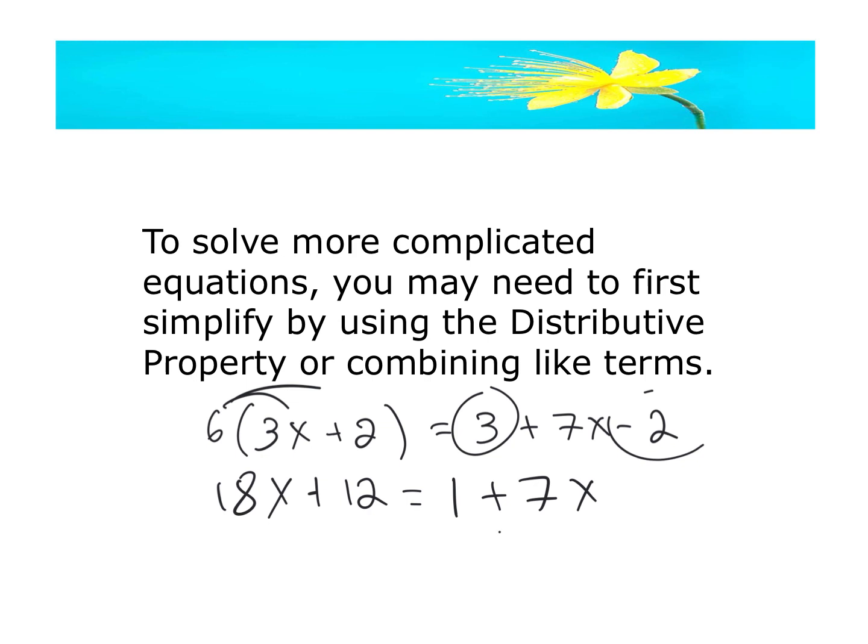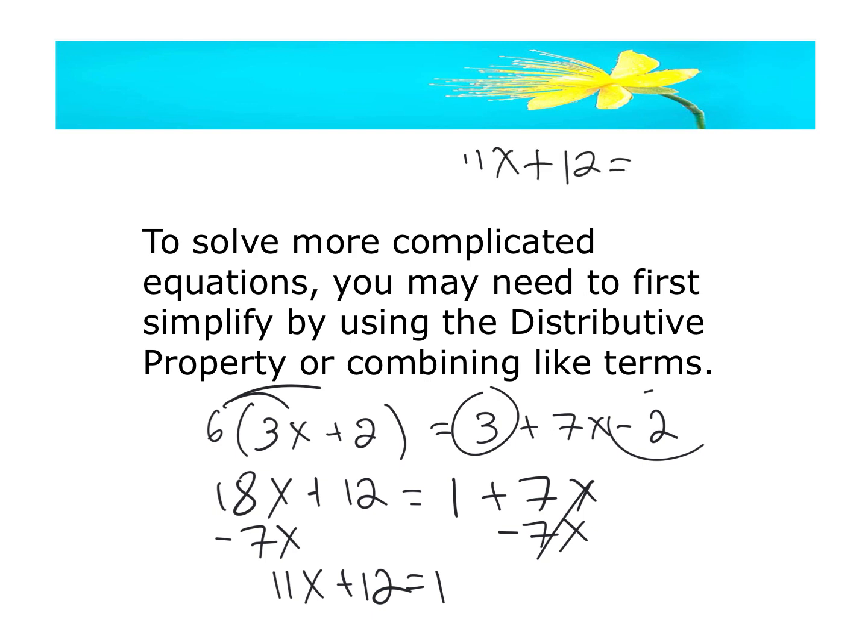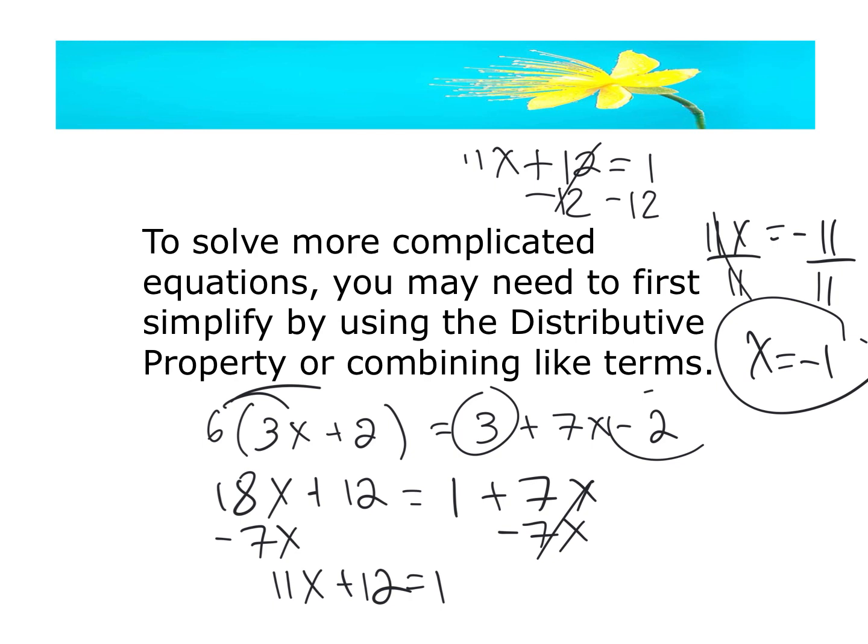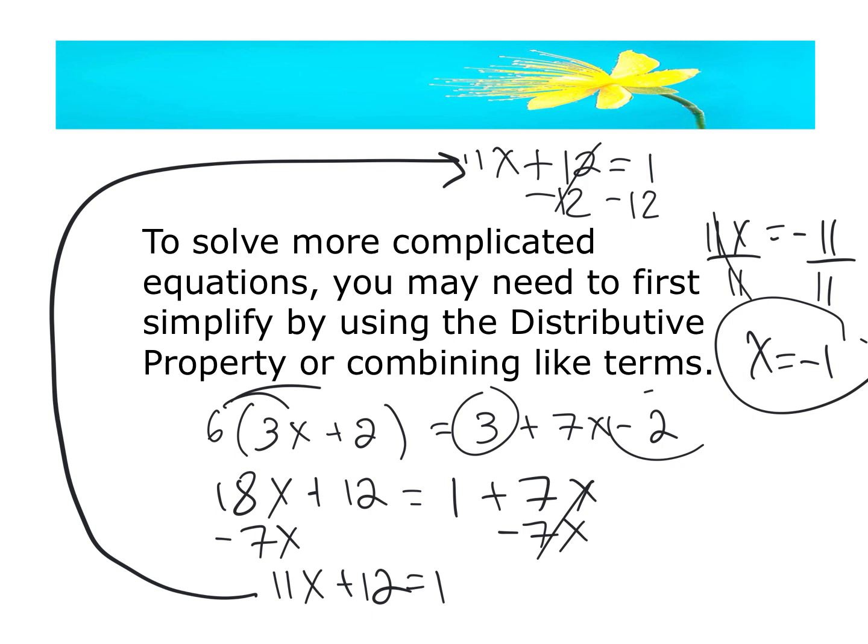Then you would solve it the same way we've been doing. Subtract in both cases by 7x. So that's going to give me 11x plus 12 is equal to 1. I'm going to rewrite it up here. 11x plus 12 is equal to 1. I'm going to subtract by 12 on both sides, and I'm going to get 11x is equal to negative 11, which when I simplify, dividing by 11, I get x is equal to negative 1. So that would be considered technically a more complicated equation because you have to distribute and you have to combine like terms.